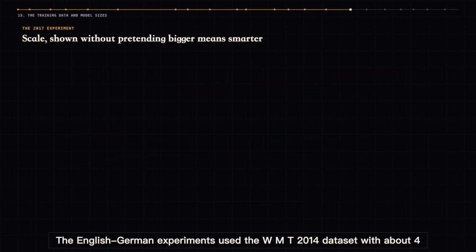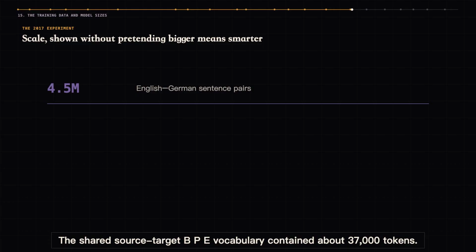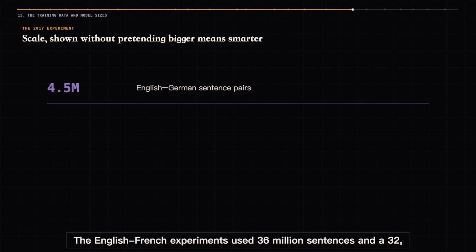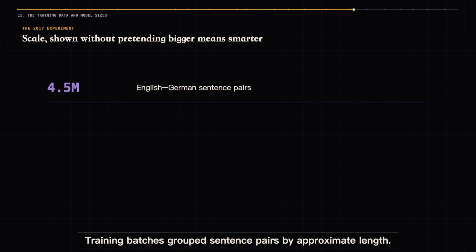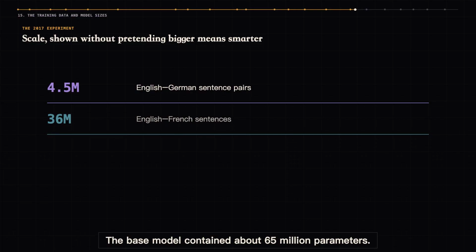The English-German experiments use the WMT 2014 dataset with about 4.5 million sentence pairs. The shared source-target BPE vocabulary contained about 37,000 tokens. The English-French experiments used 36 million sentences and a 32,000 word-piece vocabulary. Training batches grouped sentence pairs by approximate length. Each batch contained about 25,000 source tokens and 25,000 target tokens. The base model contained about 65 million parameters.